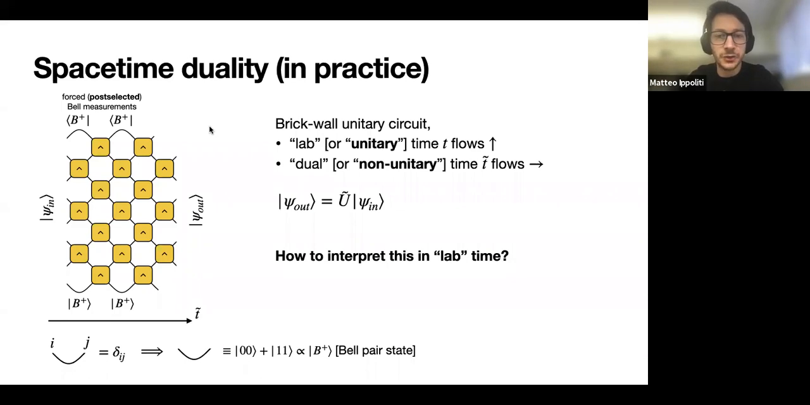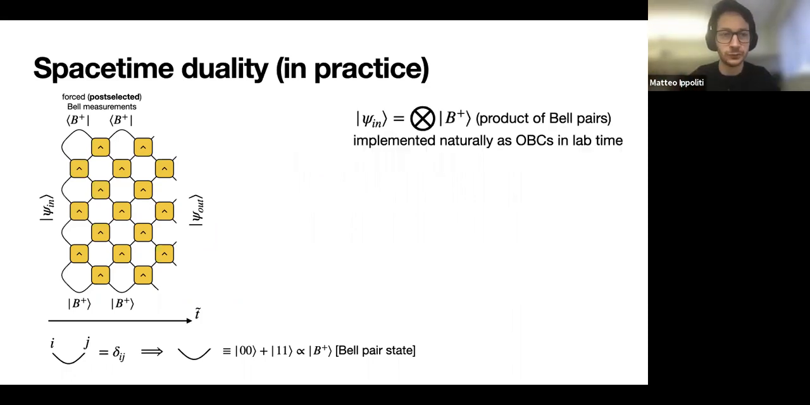And the remaining issue is what to do with the input and output states, which exist on time-like surfaces. So these vertical walls are time-like. That means specific positions in space, like the left and right edge of your system, but viewed at different times. So it's kind of an unusual setting, and we have to explain how to convert it to something more familiar. So for the input state, the easiest thing is to just take this particular dimer of Bell pairs, which, if you just do it, is naturally implemented as open boundary conditions in your laboratory.